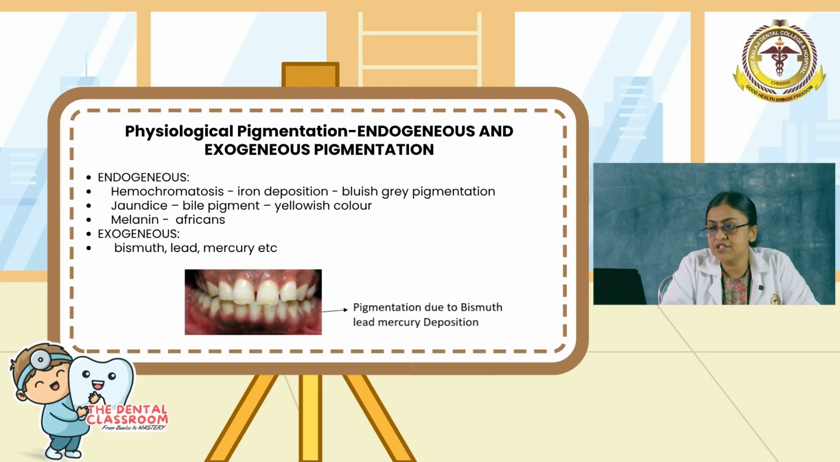Now, how is pigmentation classified? As endogenous and exogenous. Under endogenous, we have hemochromatosis, which is iron deposition, which shows a bluish grey pigmentation, and jaundice due to bile pigment, which is yellow in color, and melanin in Africans. Exogenous pigmentation is mainly due to metals such as bismuth, lead and mercury.